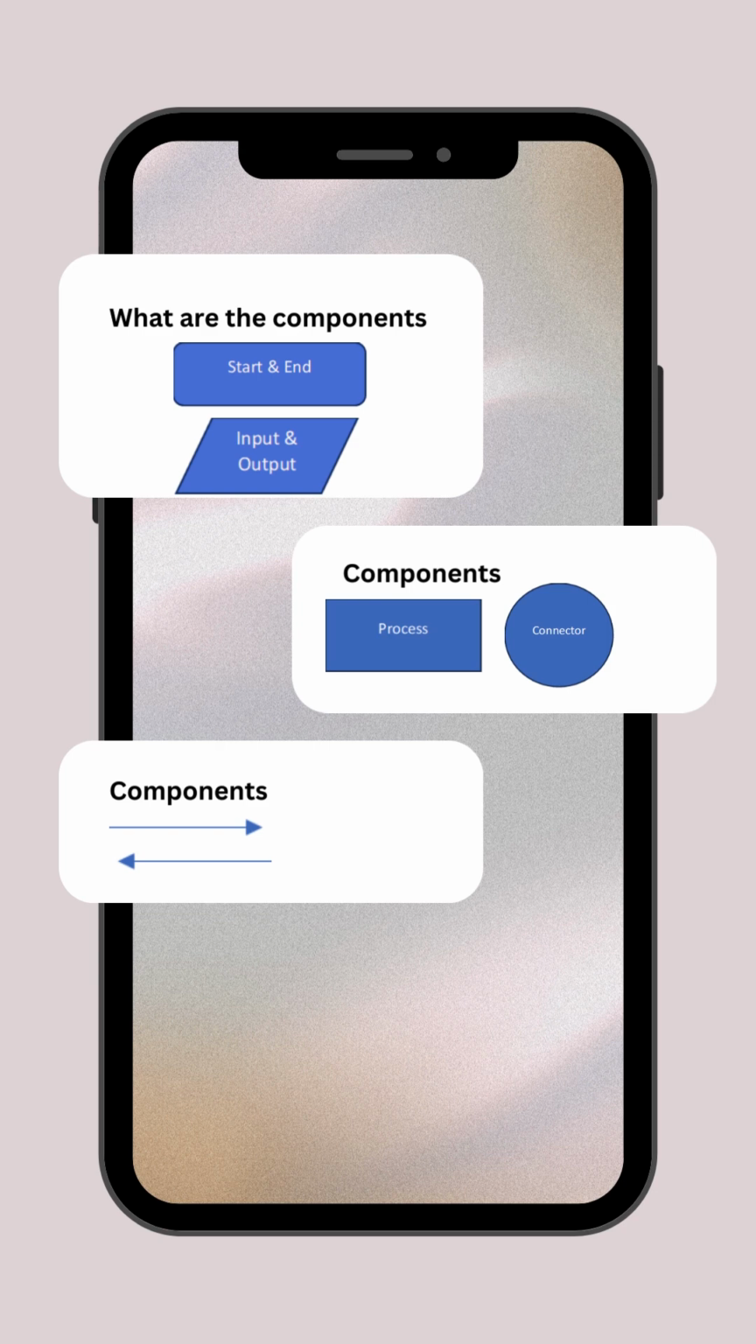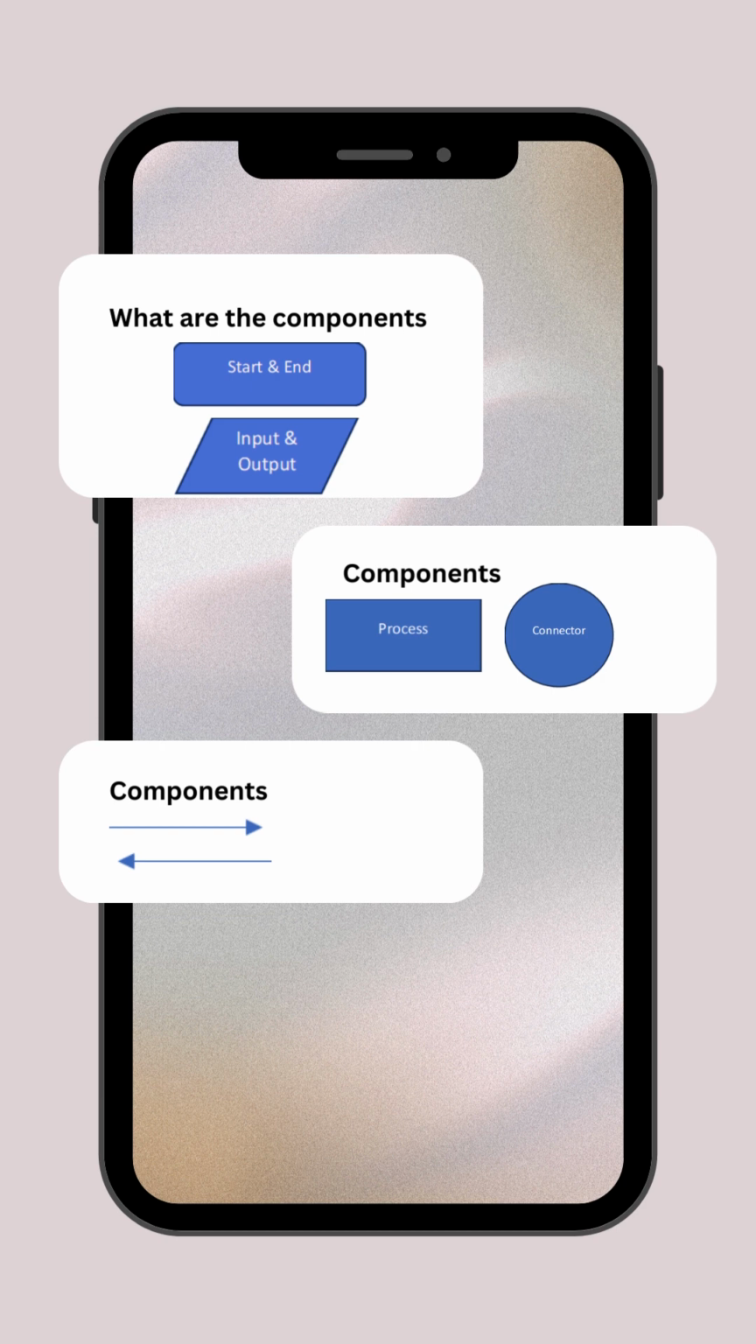Now the next thing to keep in mind is the components of flowcharts. The very first component is the terminators. What are the terminators? Here in the pictorial representation there is a start symbol and an end symbol. It is used to denote the start point of the program and the end point of the program. Next we have input and output.